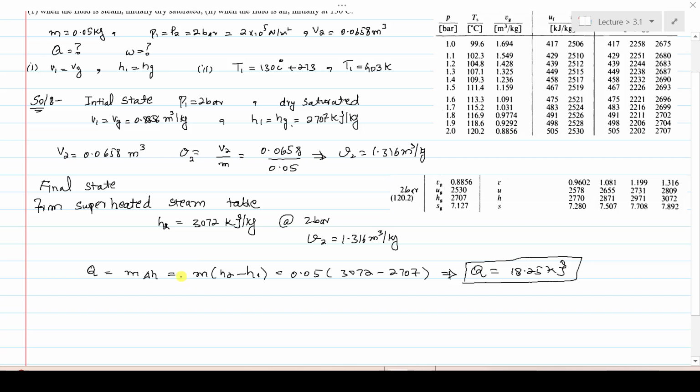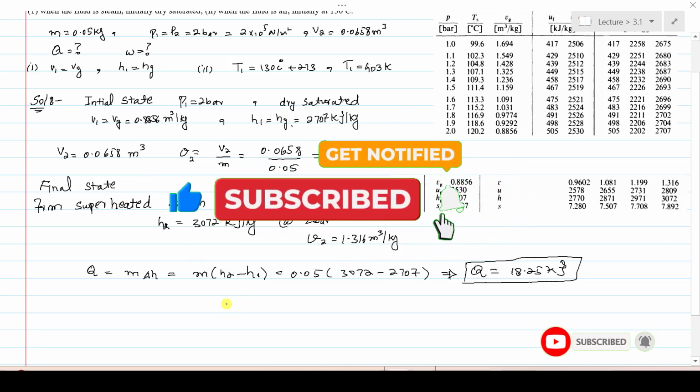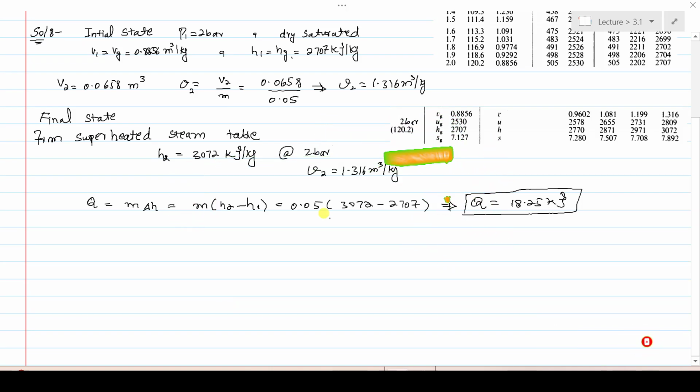Now let me draw the PV diagram for such a condition, when the steam is initially dry saturated and finally the steam is superheated. Then for such a case, the PV diagram will look like this. Initially the steam is at the saturated line, then heat is supplied and expansion takes place at a constant pressure. This is the constant pressure line. Here the pressures P1 and P2 are 2 bar. Here is the initial state, this is the final state.